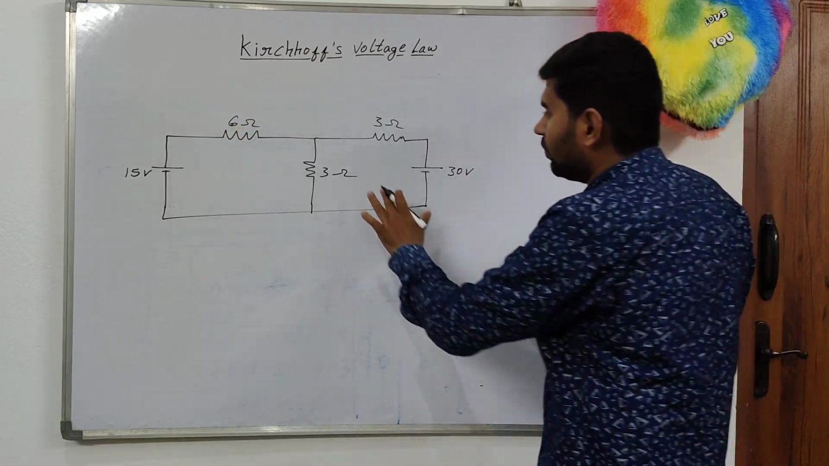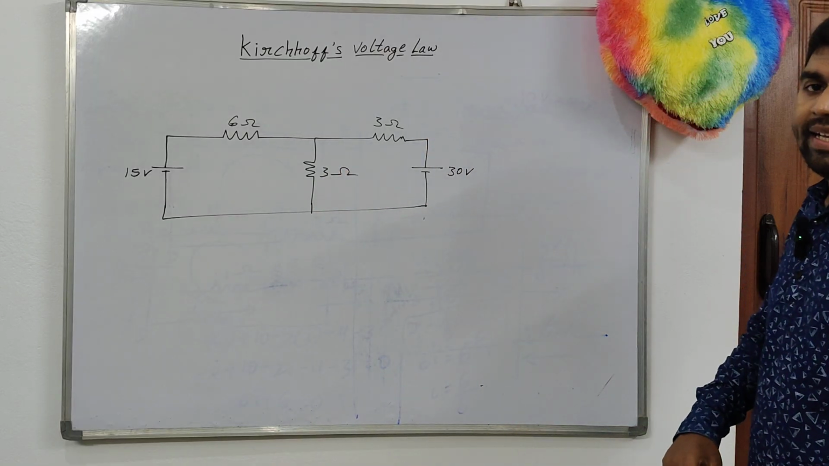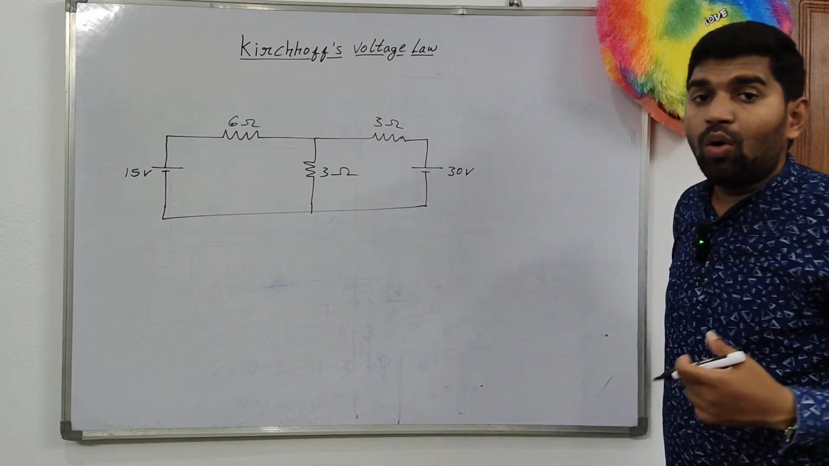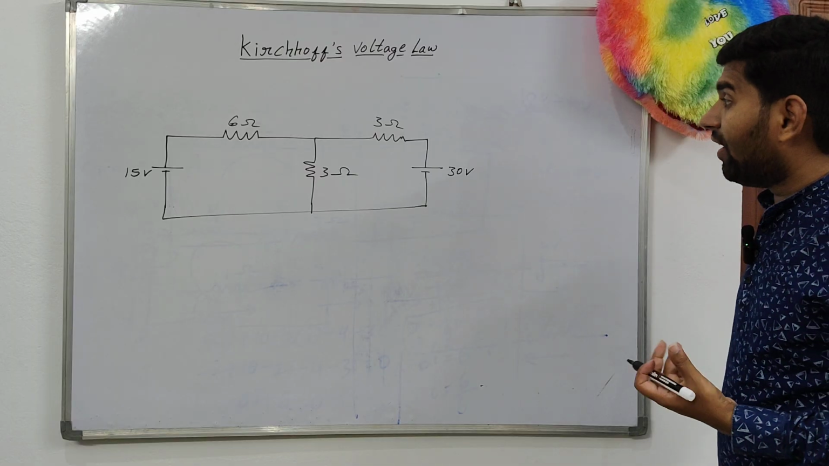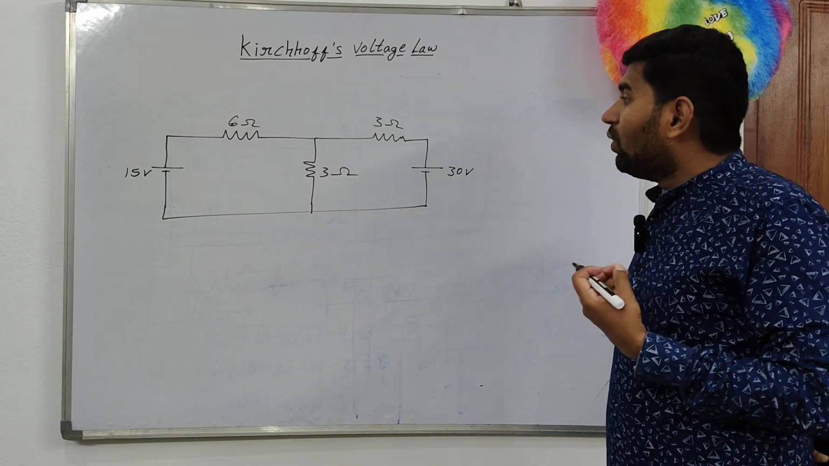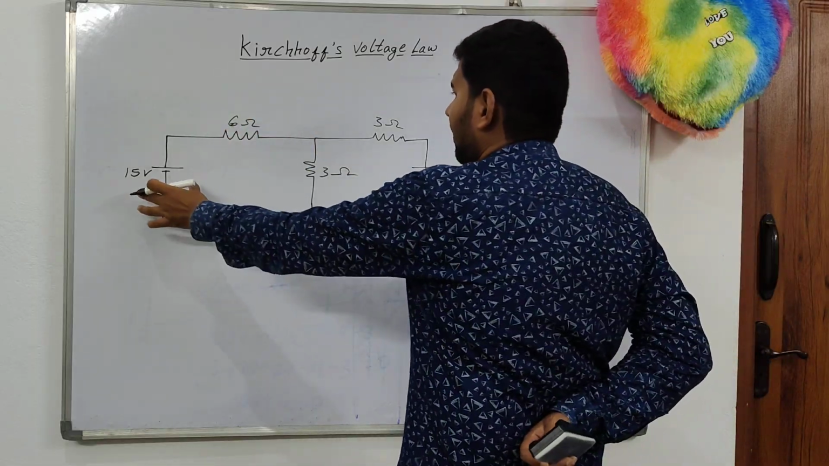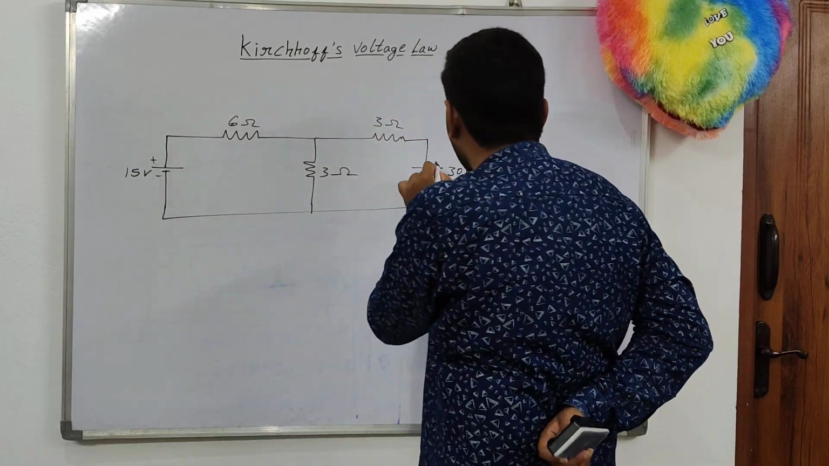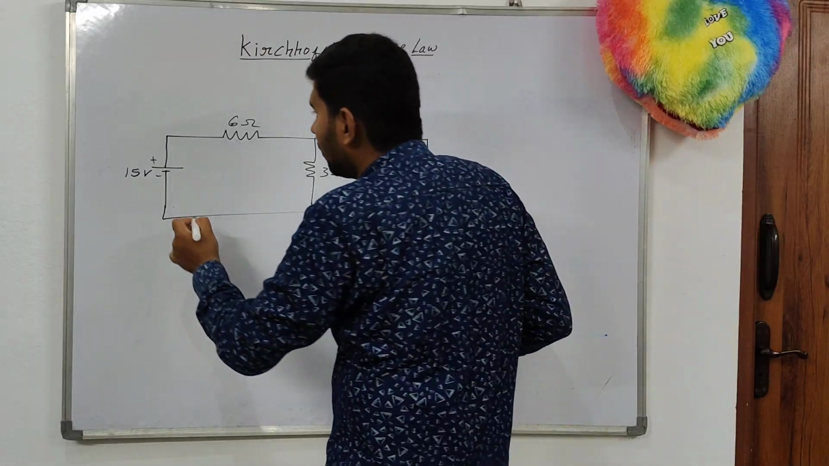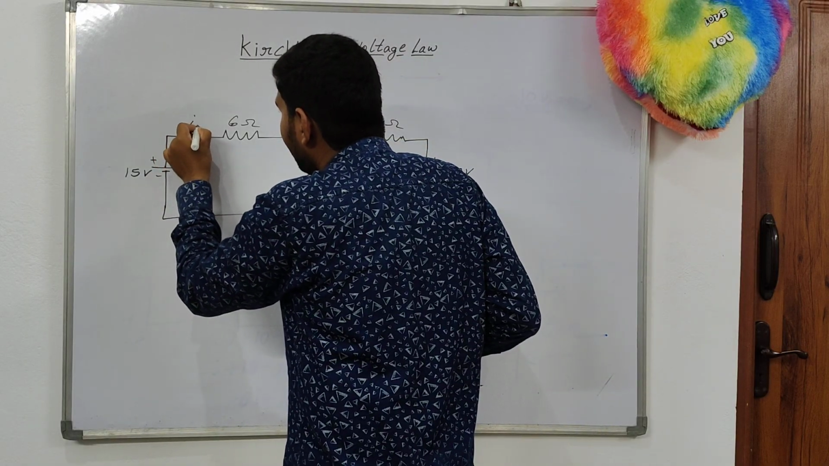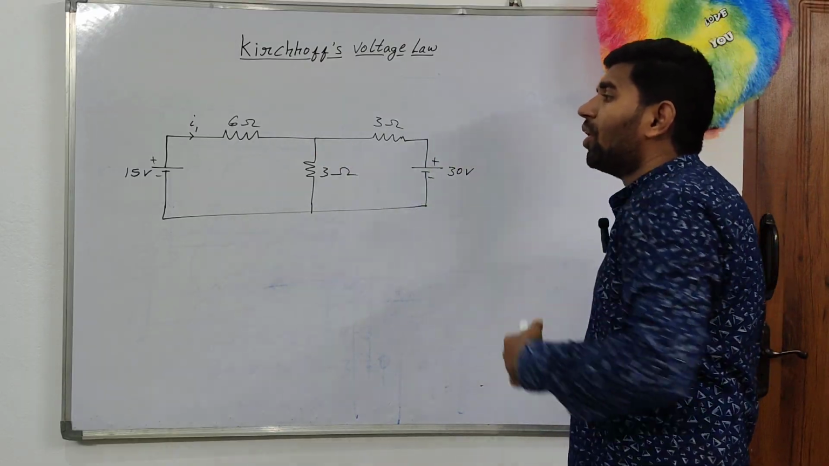Now we are going to find out the current flowing through the given circuit. This is the given circuit. How to find out the current flowing through it with the help of KVL? For that, we have to know the current direction. You can take any one cell, 15 volts or 30 volts. Let us assume the current passing through the 15 volt cell is I1. That is an assumption. You can take 30 volts also, no problem at all.